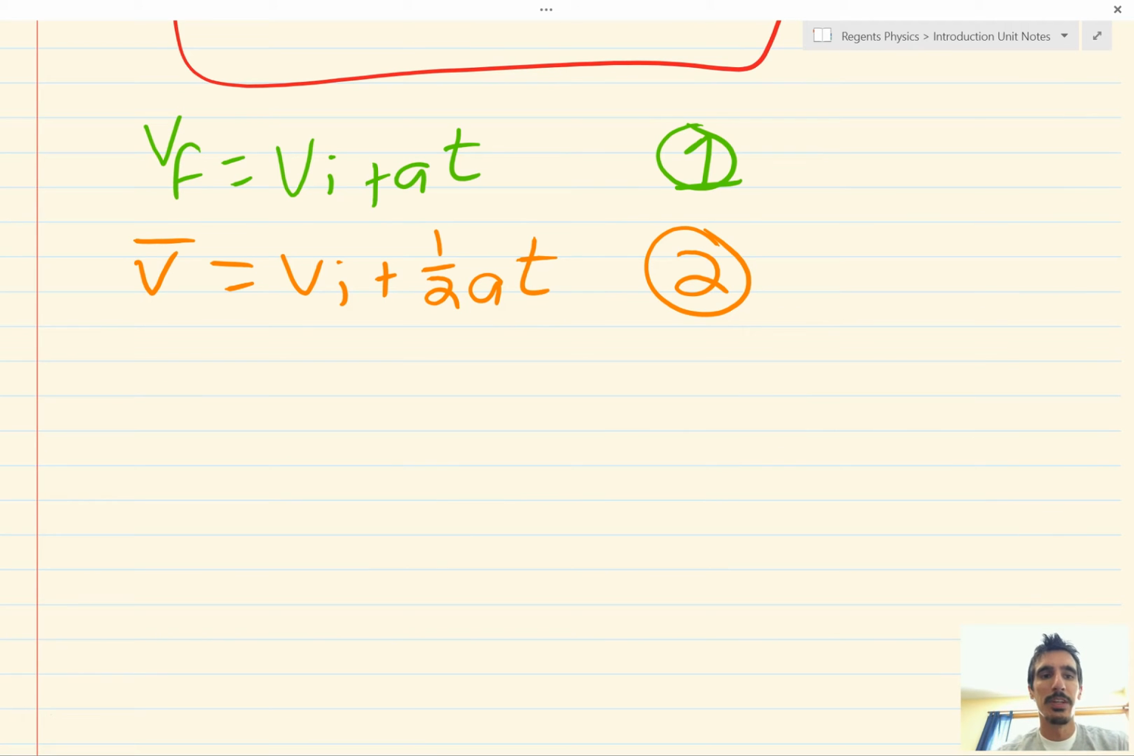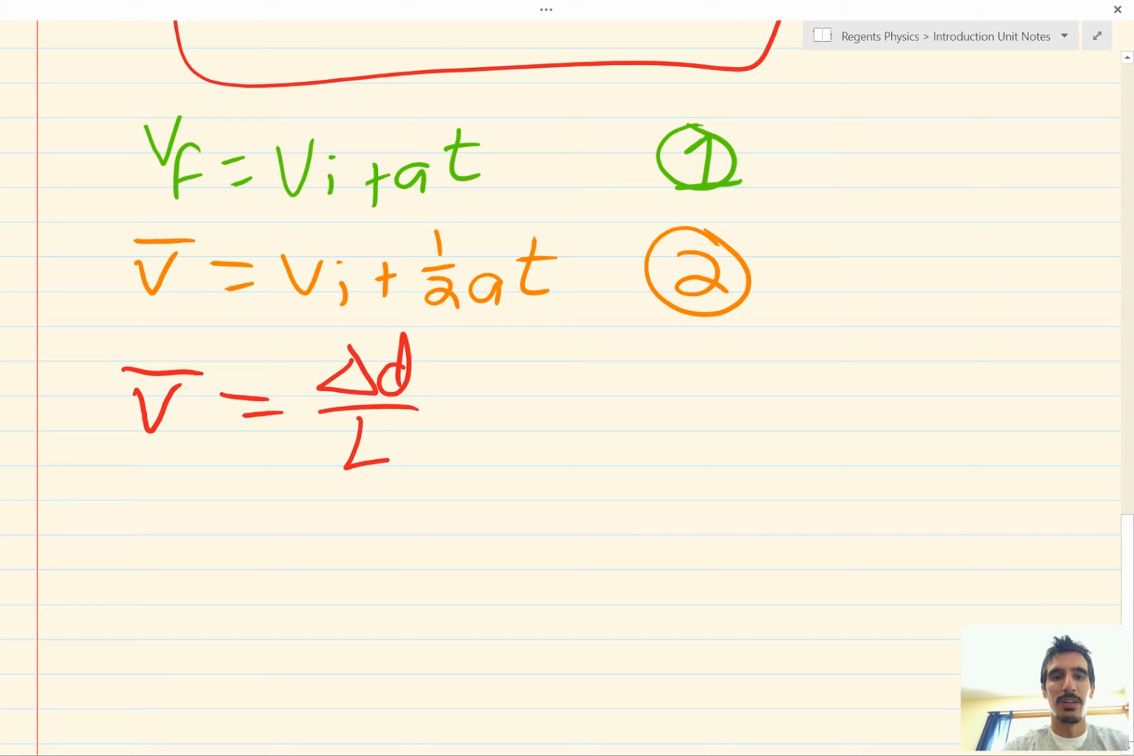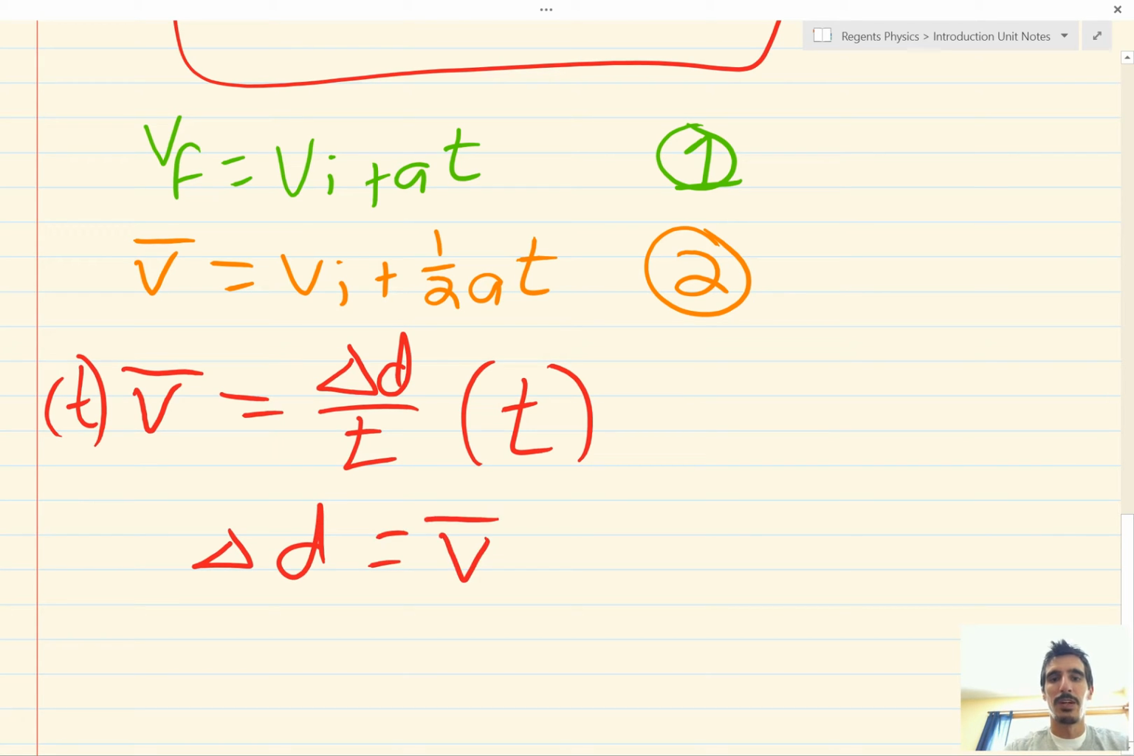Alrighty, so for our third equation, we're going to look at the average velocity formula in our reference table that we learned earlier. Average velocity is the change in distance over time. And all we want to do for this one is solve for change in distance. So we multiply both sides by t, and we're left with the change in distance is equal to the average velocity times time. And that's our third equation.